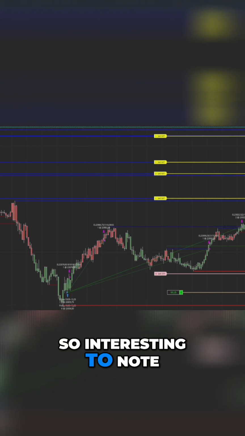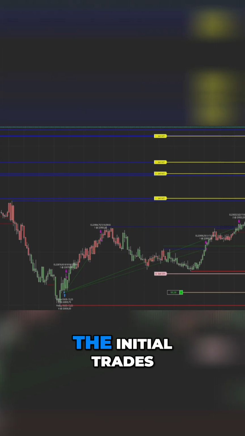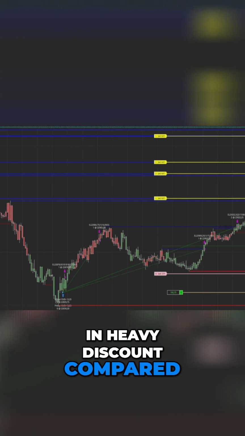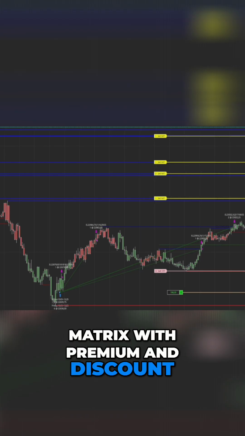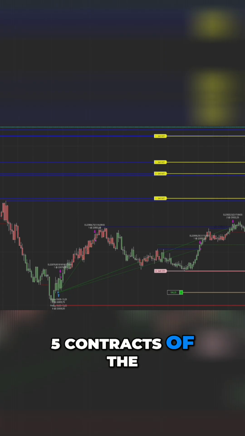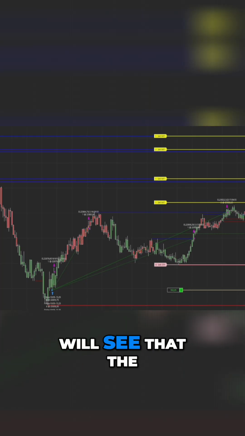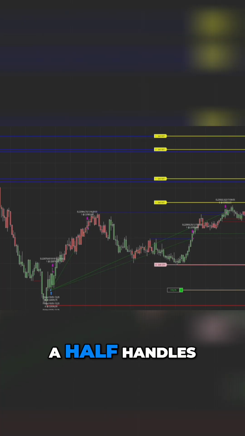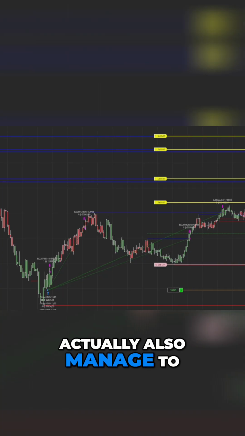So something interesting to note from this particular trade during NFP was that the initial trade entry was placed in heavy discount compared to the daily liquidity matrix with premium and discount. We already took off 1, 2, 3, 5 contracts of the initial 11 contracts being entered with, and we will see that a new liquidity pool was formed at 23,045.5 handles. Let's see if we actually also manage to take a trade here.